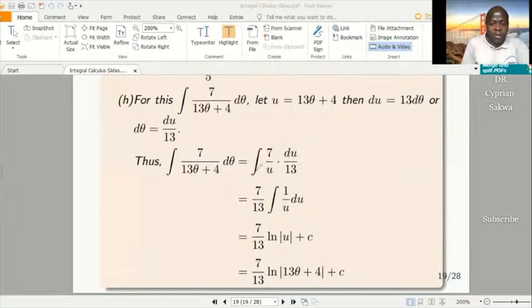Take the constants outside the integral sign. We have 7 out of 13 outside the integral sign. We are left with 1 out of u du. This we know how to do. So we know that this will be ln of u, the natural logarithm of u. So 7 out of 13, natural logarithm of u plus c. Now just bring back your u, because u was not in the original question. When you bring it back, that's what you have: 7 over 13, natural logarithm of 13 theta plus 4 plus constant of integration.